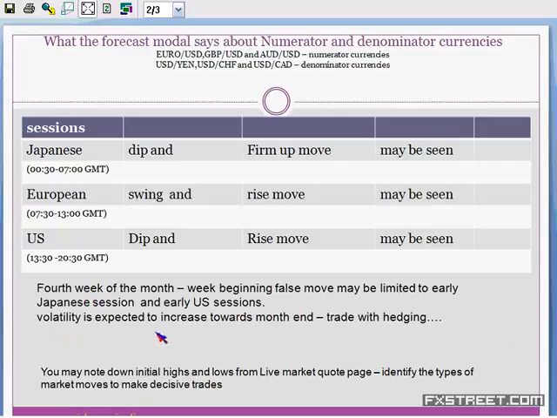So volatility is expected to increase towards month end, so use the hedging to limit the risk if you want to trade. Also see that you are able to keep the stop at entry once the position makes profit, and trail the stop to protect the profit. In a profit-making position, trail the stop. In a loss-making position, use the hedging order so that you'll be able to control your trades.